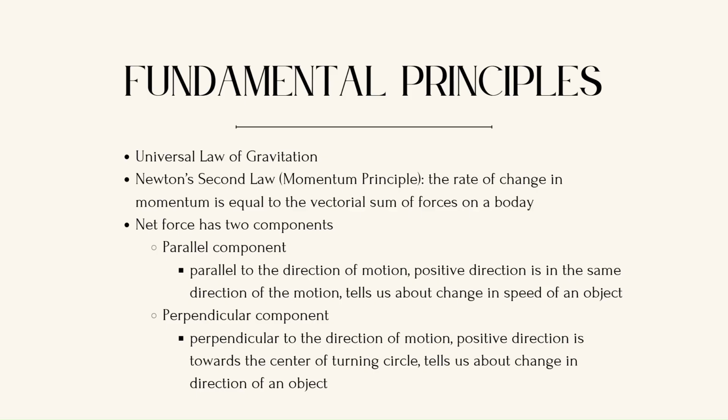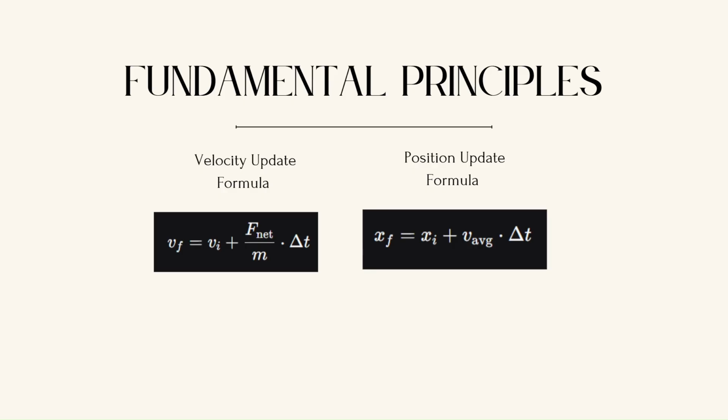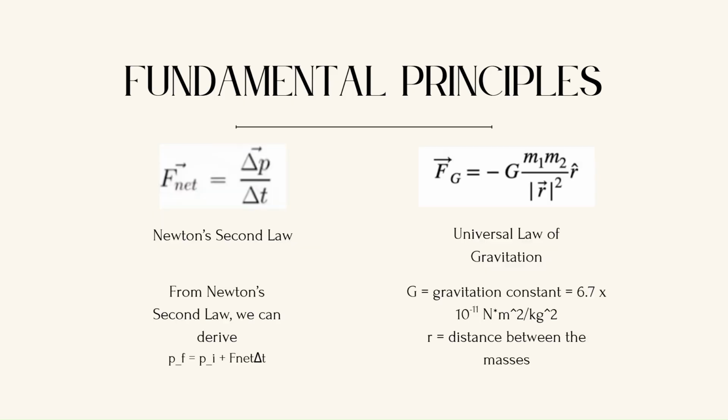The perpendicular component is perpendicular to the direction of motion. The positive direction is towards the center of a turning circle, and it tells us about the change in direction of an object. Note the velocity update formula and the position update formula. Vf equals Vi plus F net over m times delta t, and then Rf equals Ri plus v average times delta t, which is the change of time.